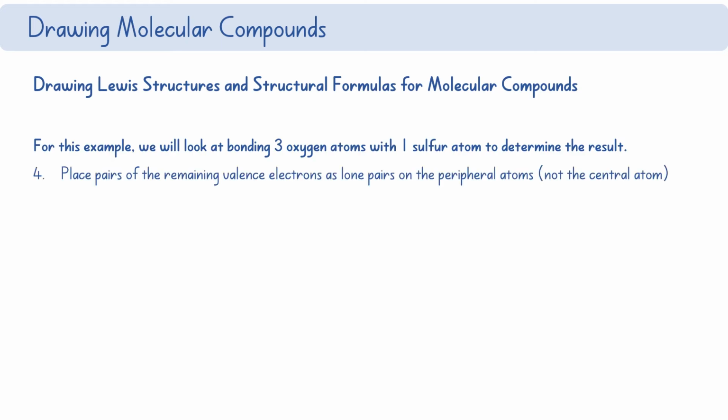Next, we're going to add the remaining valence electrons as lone pairs on the peripheral atoms, not on the central atom. I've shown the original bonding in blue, and the remaining lone pairs I'm showing in red. So that brings us up to 8 for each oxygen, and still we have 6 with sulfur.